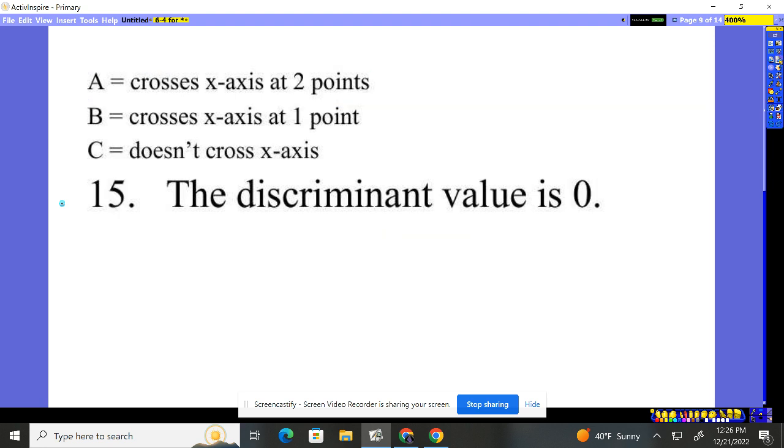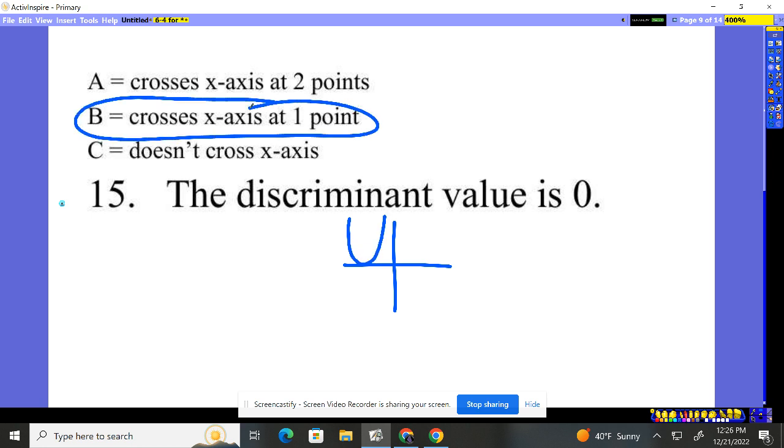And number 15, the discriminant value is 0. That means there's one solution. It came down, it hit, and it moved right back up. It's crossing in one spot for number 15.